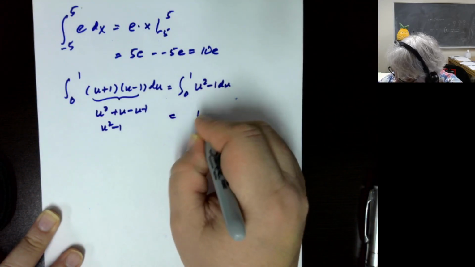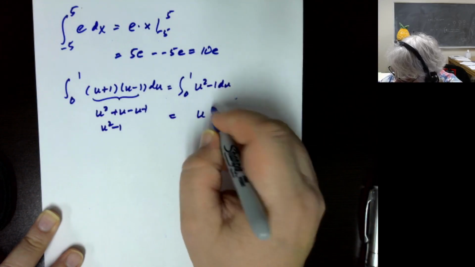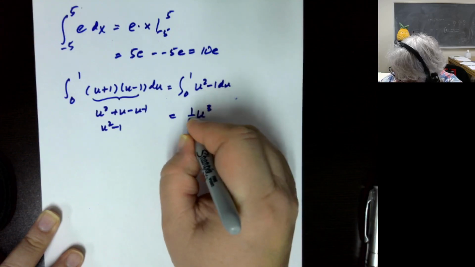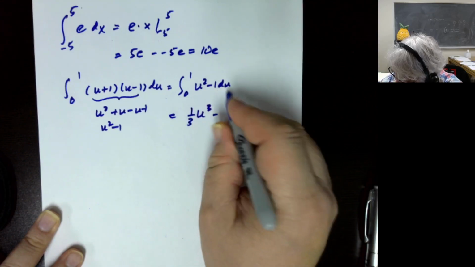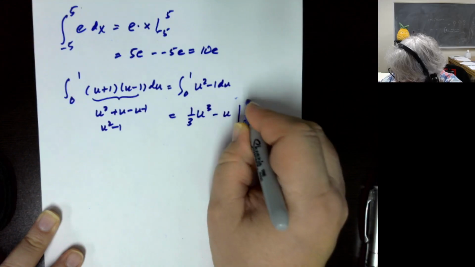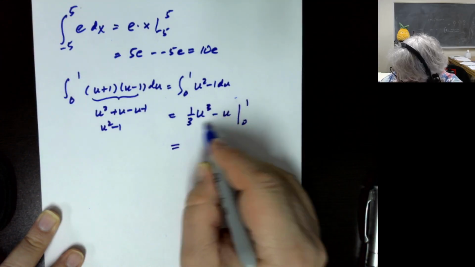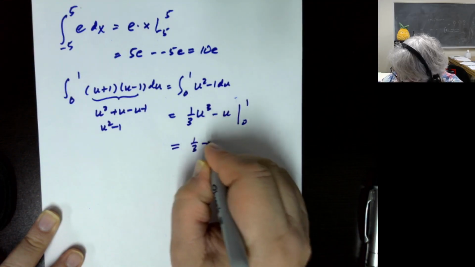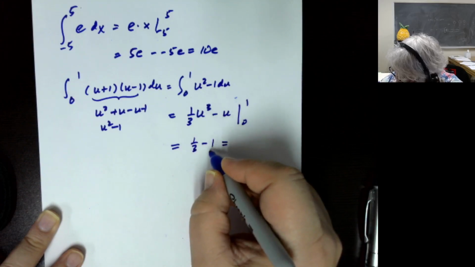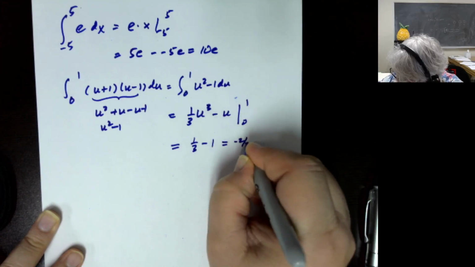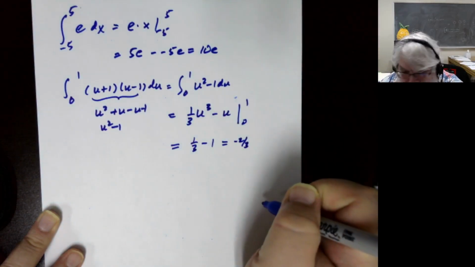Okay, so again, this has to be a 3 power when I take the antiderivative, and it's 1/3 u cubed minus u from 0 to 1. So when I plug in a 1, I get 1/3 minus 1, which is minus 2/3. Notice when I plug in 0, I just get 0.